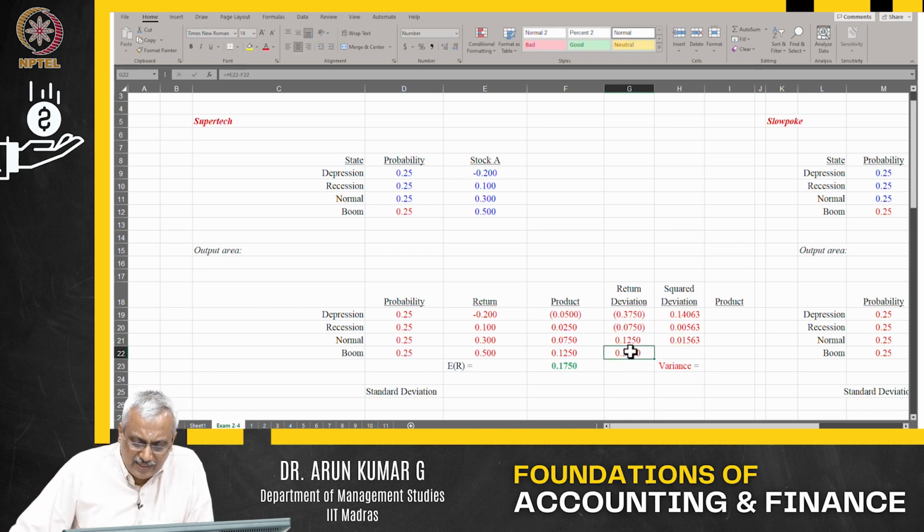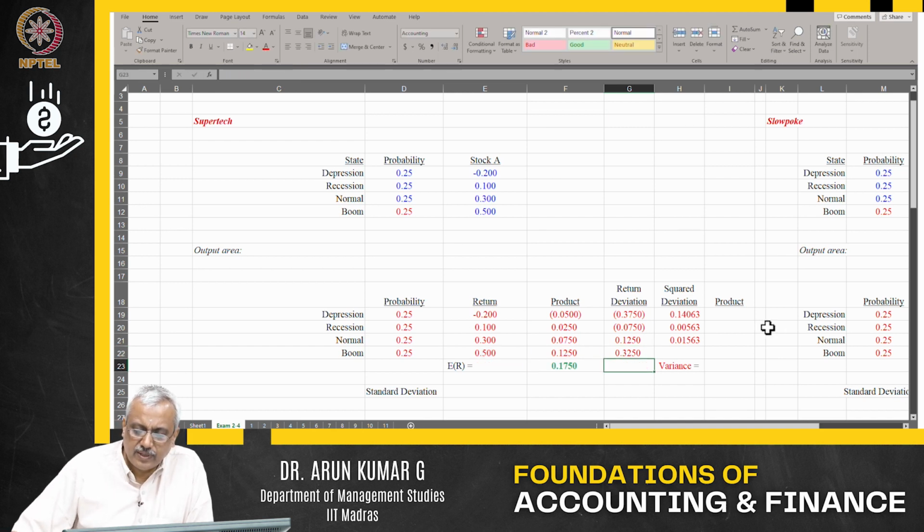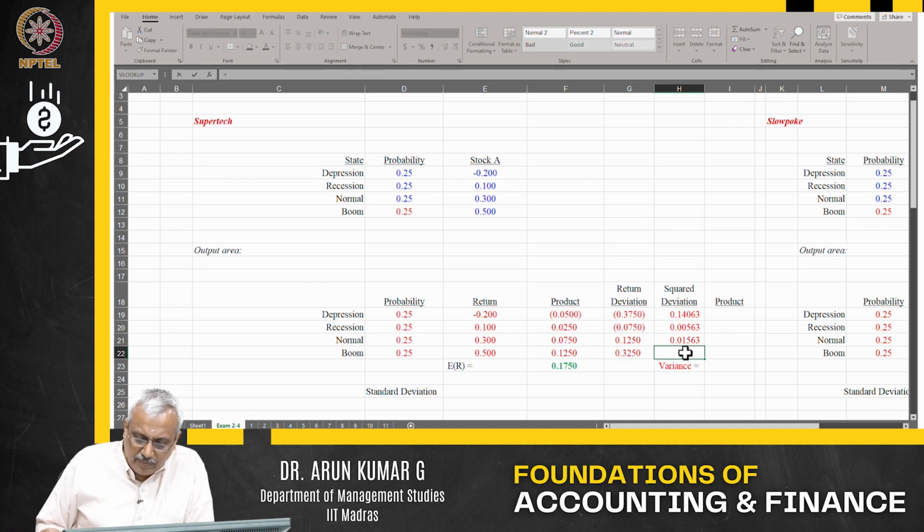I think the return deviation here is slightly wrong. I think I put the earlier picture. It should be from 23. Yeah, that's it. So, what happens? My return deviation out here is what it is.